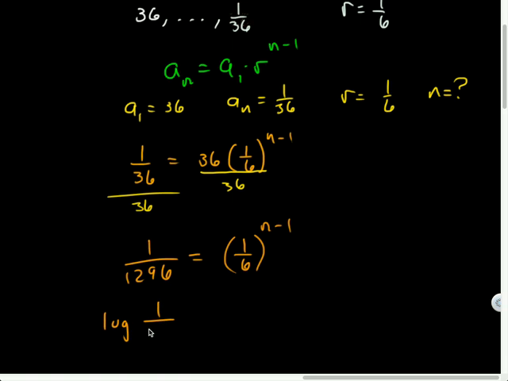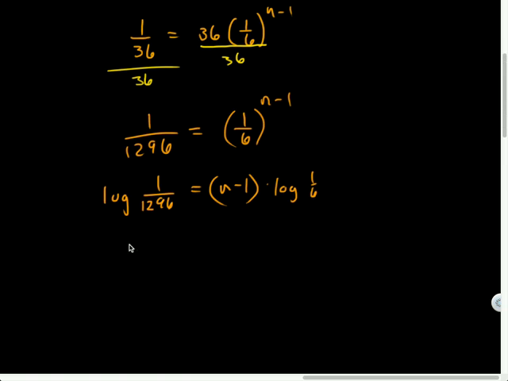So log of 1296 equals, I'm going to pull the n minus 1 down for sake of time, because I've got to actually teach one more thing, log of 1/6. Using my power property, I was able to swipe that down. Then I'll have log of 1 over 1296 equals n times log of 1/6 minus log of 1/6. Ideas, friends? Add log of 1/6.